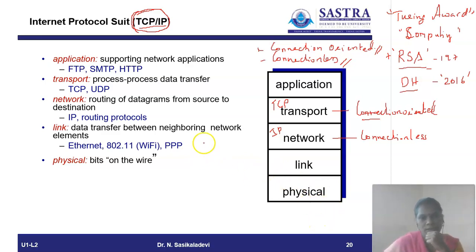I have given the name, but anyhow, it's a 5-layer protocol. It has 5 layers. If you start from top to bottom, the first layer is the application layer. Let me talk about this layer, the application layer. Internet applications are not limited now. We have so many applications, but I have shown only 3: FTP, SMTP and HTTP.